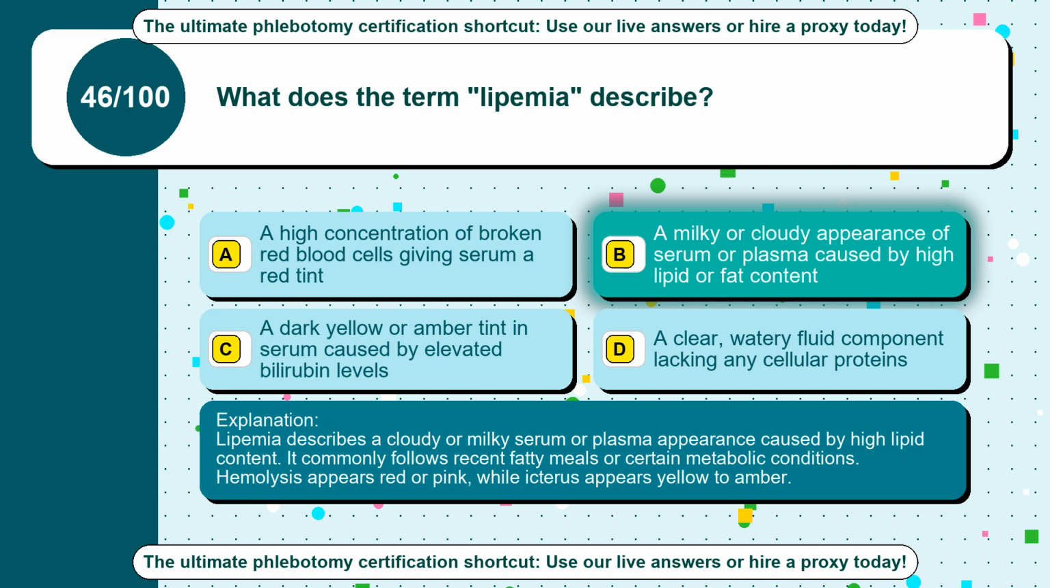Lipemia describes a cloudy or milky serum or plasma appearance caused by high lipid content. It commonly follows recent fatty meals or certain metabolic conditions. Hemolysis appears red or pink, while icterus appears yellow to amber.